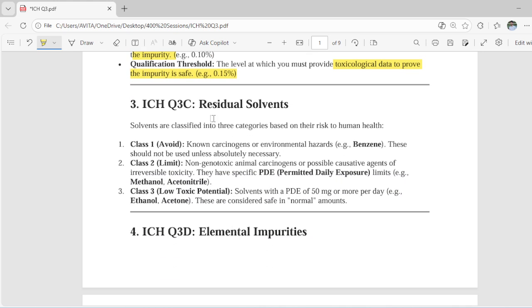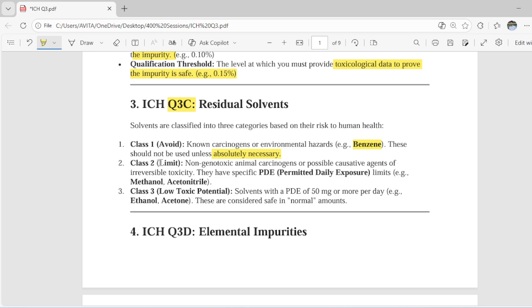Moving on to the residual solvent, that is our ICH Q3C. So here the solvents are classified into three categories based on their risk to humans. The first one, that is class 1. Class 1 we have to avoid, these are the known carcinogens or the environmental hazards. Example is benzene, and this should not be used unless absolutely necessary.